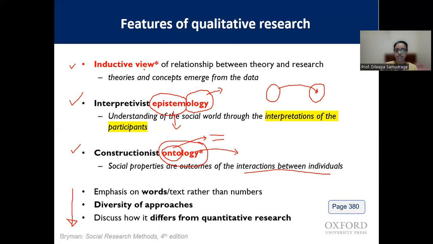Then the third point is constructionist ontology, which means social properties are outcomes of the interactions between individuals. So that means the social reality is very complex, right? Reality is complex. So you have to study a particular research issue and explain it, right? So that's why it says social properties are outcomes of interactions between individuals. So how the people interact, how they see, right? From that, you have to explain the social reality, social properties, right?